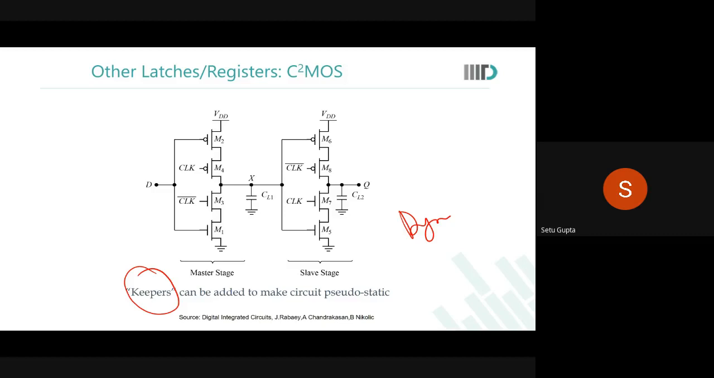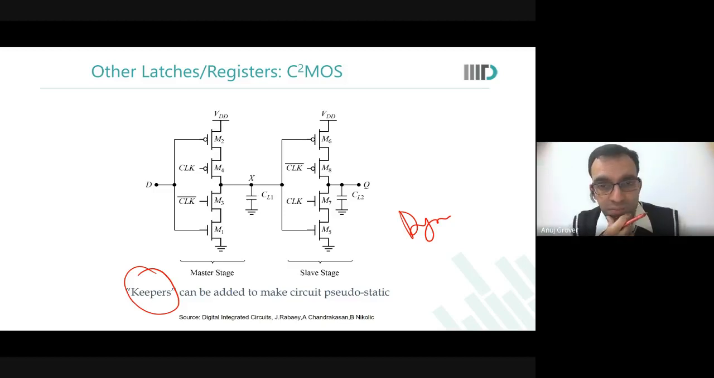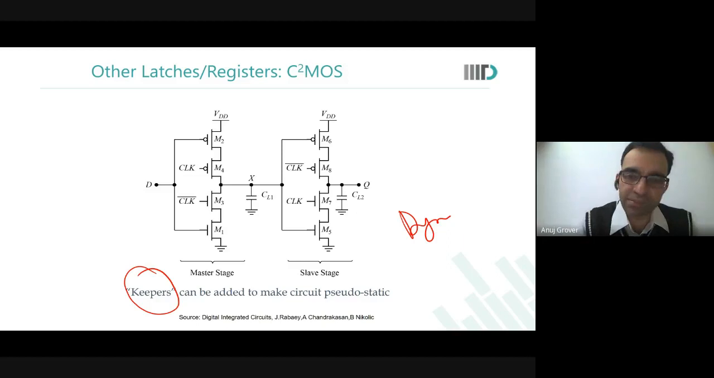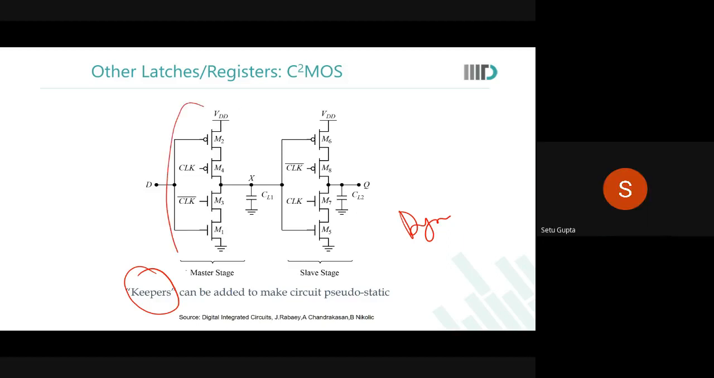As a circuit on the slide, this is a latch. Wouldn't the master stage sample at...? Yes. So master stage and slave stage. So it's a total flip flop, but one of these is a latch.